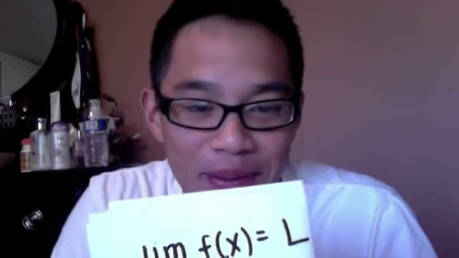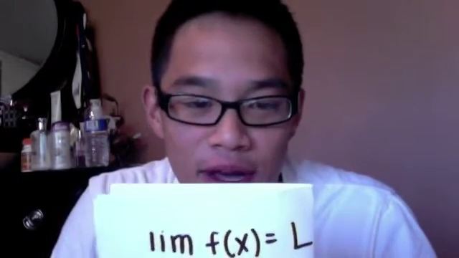A limit is an intended height of the function. And this is the equation. To read this equation, you gotta say the limit as x approaches a number of f of x is equal to L.